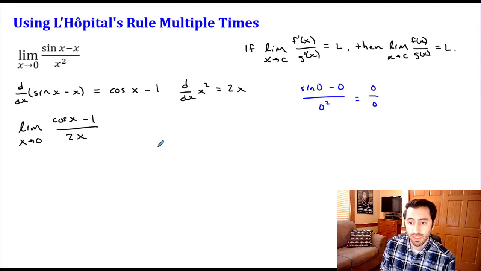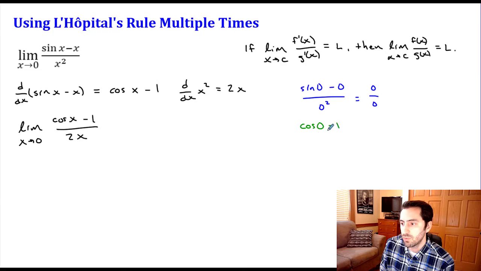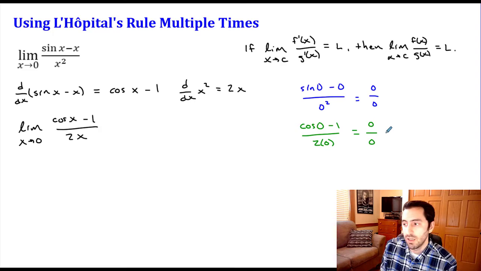But now, if I take a look at my new expression, if I try to evaluate this limit, I'm actually going to end up with an indeterminate form again. So the cosine of 0 minus 1, and then in the denominator, 2 times 0. The cosine of 0 is equal to 1. So 1 minus 1, we end up with 0. And then in the denominator, we also have 0. So this is still an indeterminate form. So what that means is we have to keep going, and we're going to use L'Hopital's rule again.